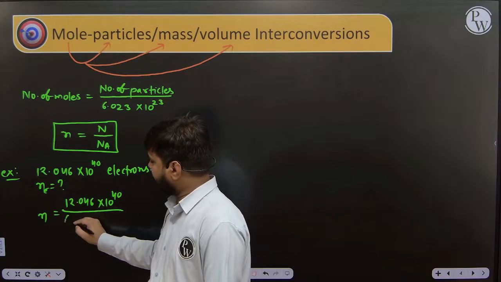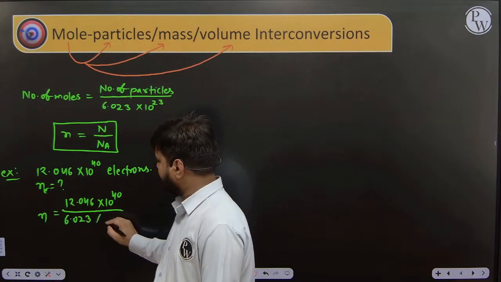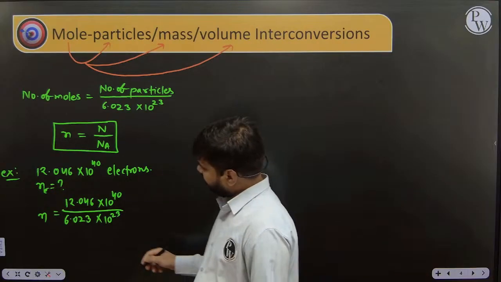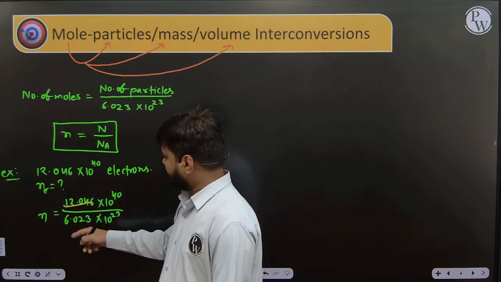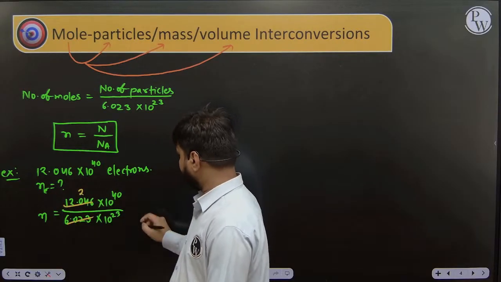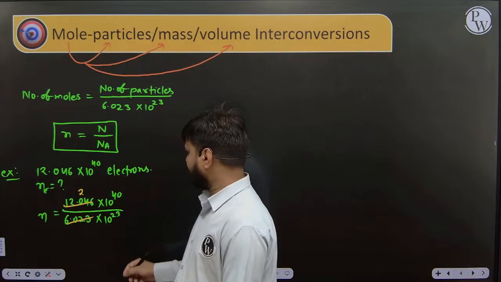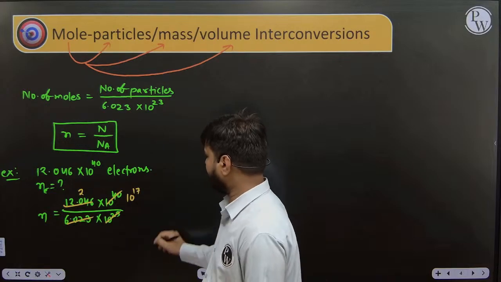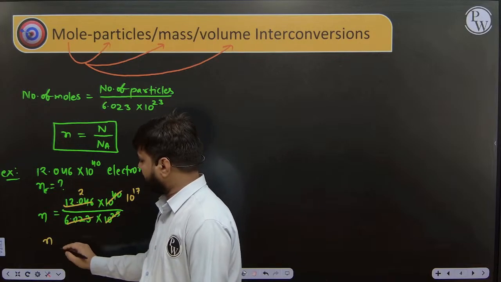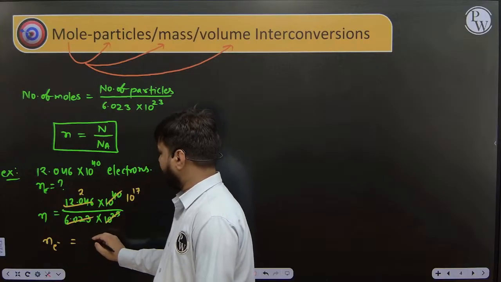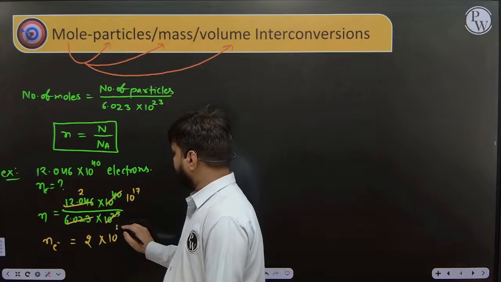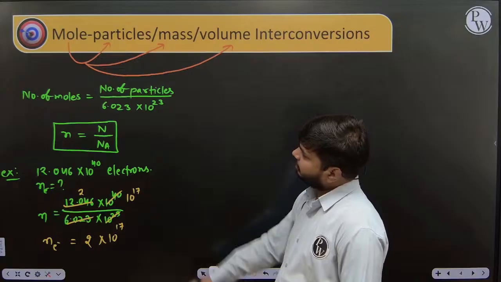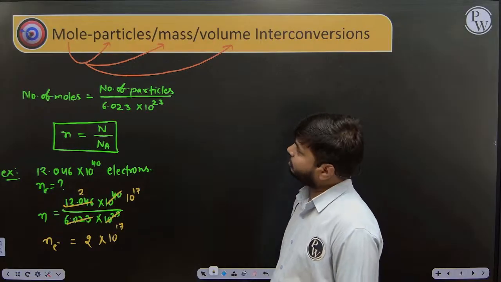Avogadro number we have is 6.023 into 10 to the power 23. Now you can cancel out the things, right? 12.046 by 6.023, that is 2 times, and 10 to the power 40 by 10 to the power 23, that will be 10 to the power 17, right? The number of moles of electrons will be equal to 2 into 10 to the power 17. Okay, so I hope this formula is clear to everyone, how we are going to calculate the number of moles.